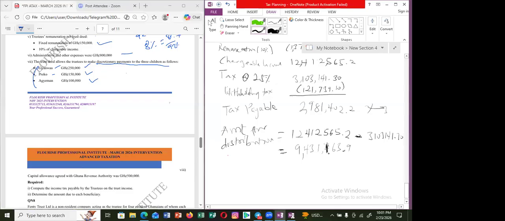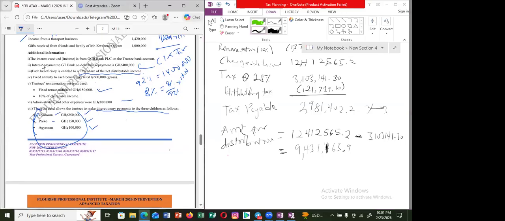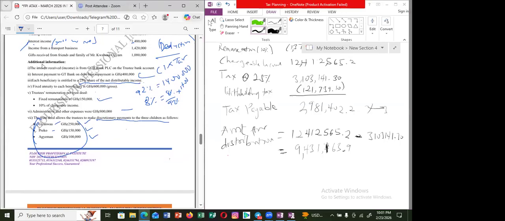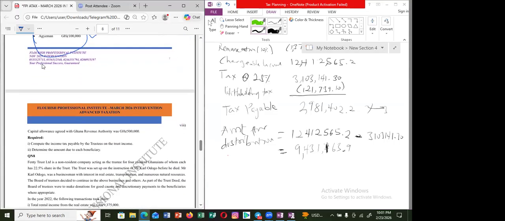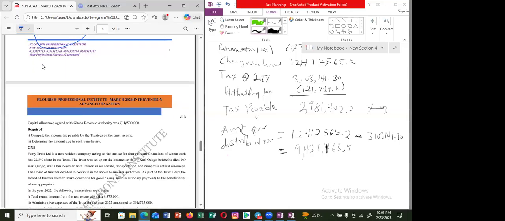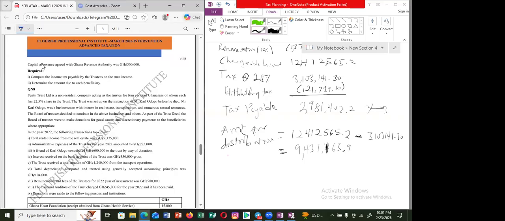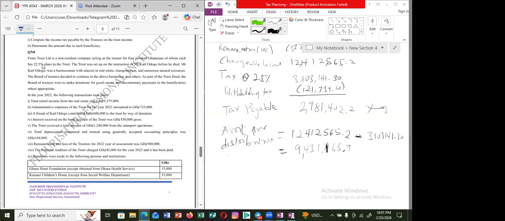So the point is this amount will be distributed in addition to the discretionary payments, as well as there was something about an annuity. Yeah, fixed annuity as well, 600,000 each. Then the discretionary payment as well as the amounts to be distributed would go to each beneficiary. Basically, this is trust. And the second question, question 2, is also pretty similar, so you can use the same approach to try to solve it.